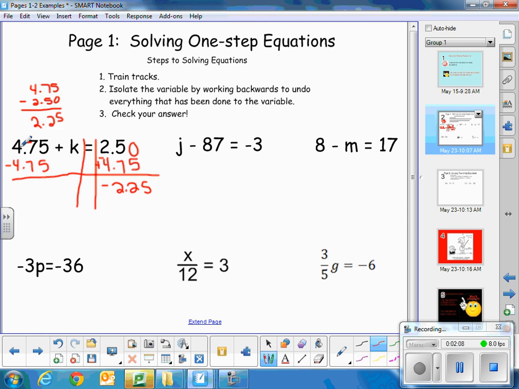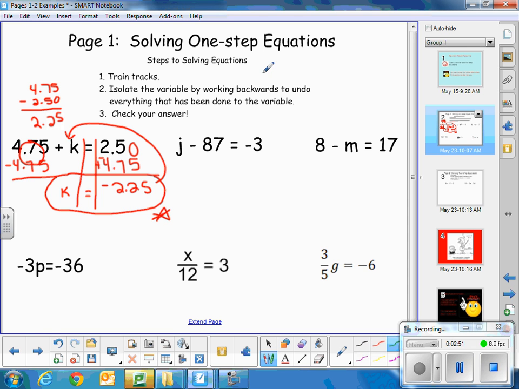And on this side, this is going to disappear, and you'll have k equals a negative 2.25. Negative 2 and 25 hundredths. Now to check your work, you can take your answer and plug it back in for the variable and see if it's true. You'll want to check if 4.75 plus a negative 2.25 is equal to 2.5. Let me check that out real quick. All right, I did a calculation and it did work out.